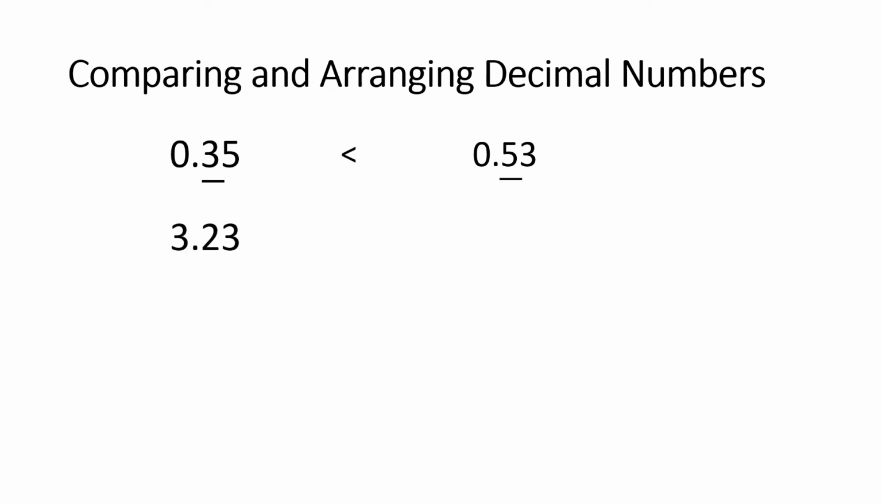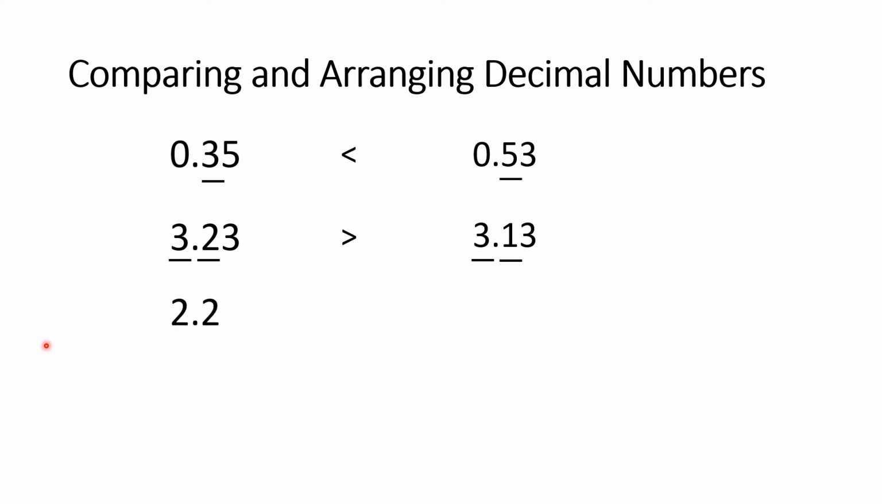Next example is 3.23 and 3.13. So kapag meron kasamang whole number, yung decimal number natin, like nito, start tayo ng comparison sa whole number. So for this one, we have 3 and 3. So since magkapareho sila, proceed na tayo sa first digit ng decimal number. So we have 2 and 1. So 2 is bigger than 1. So therefore, 3.23 is greater than 3.13.